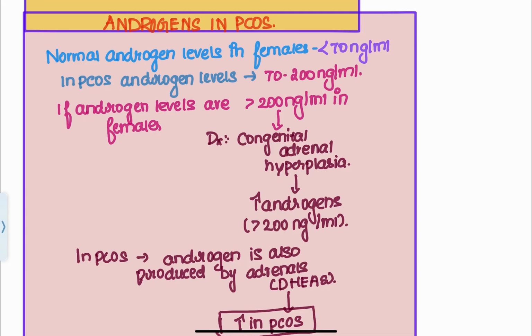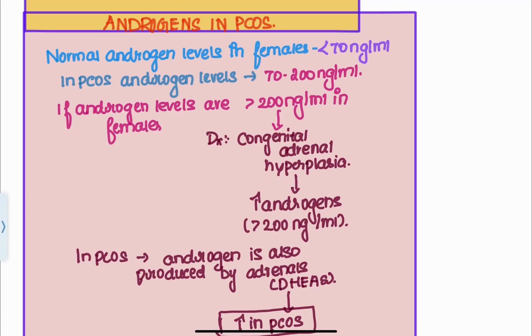But if in a female the androgen levels are more than 200 nanogram per ml, it means that the problem is not with the ovary. It is actually a congenital condition where the adrenal gland is in a state of hyperplasia. Because of this congenital adrenal hyperplasia, there is going to be an increased amount of androgens released from the adrenal gland, which is more than 200 nanogram per ml.